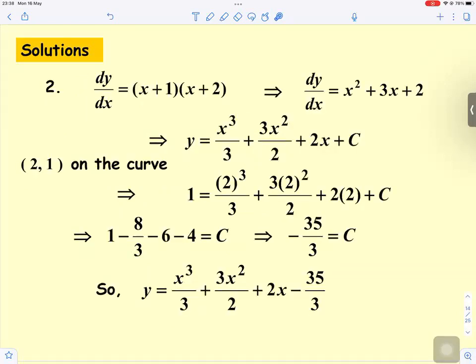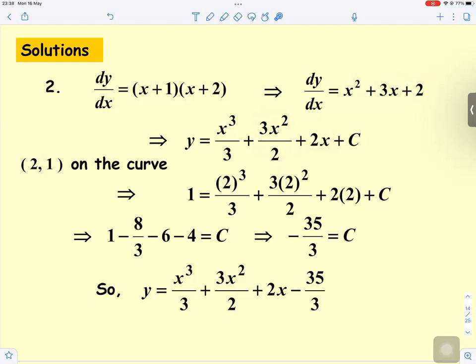And for question number 2, you multiply it to remove the brackets using first, outer, inner, and last. And you get x squared plus 3x plus 2. You integrate that. Integral of x squared gives you x cubed over 3. Integral of 3x is 3x squared over 2. And integral of 2 is 2x.